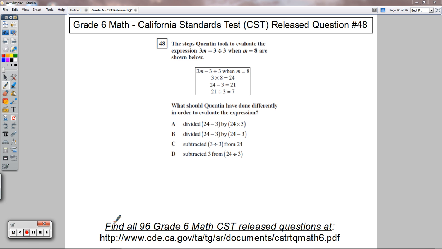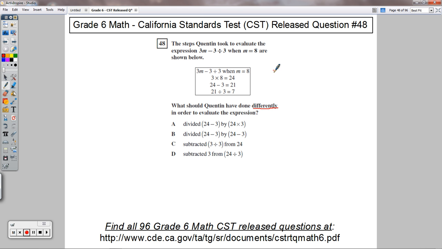Number 48 says the steps Quentin took to evaluate the expression 3m minus 3 divided by 3 when m equals 8 are shown below. So he's got that same thing to start. 3 times 8 is 24. Okay, 24 minus 3 is 21. 21 divided by 3 is 7. What should Quentin have done differently in order to evaluate the expression?